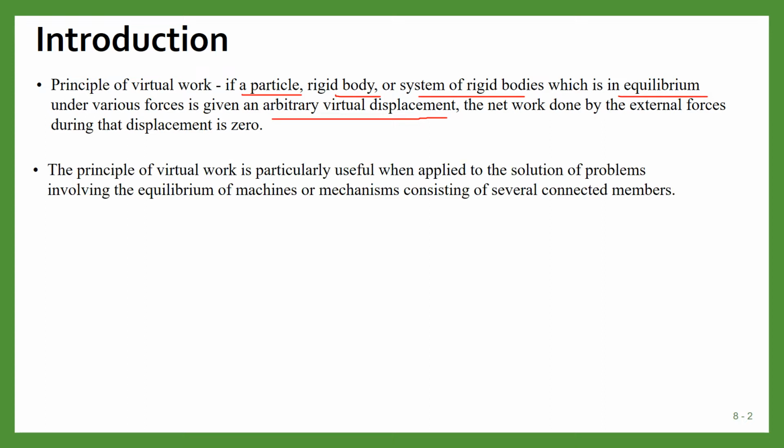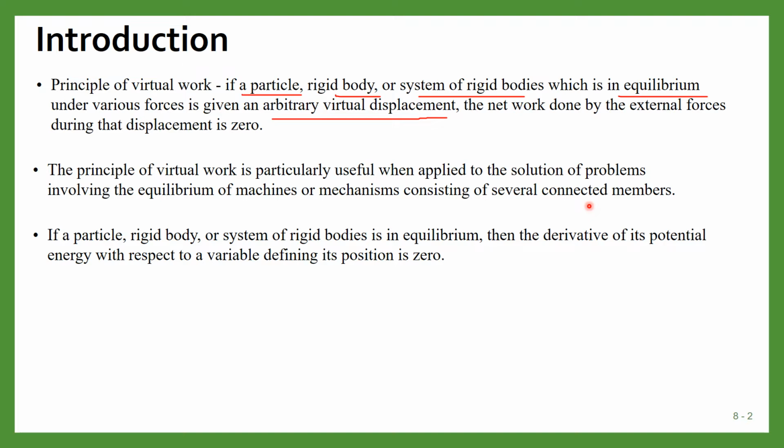And this principle is particularly useful when applied to the solution of problems involving the equilibrium of machines or mechanisms that consist of several connected members. And if a particle, rigid body or system of rigid bodies is in equilibrium, then the derivative of its potential energy with respect to the variable defining its position is zero.